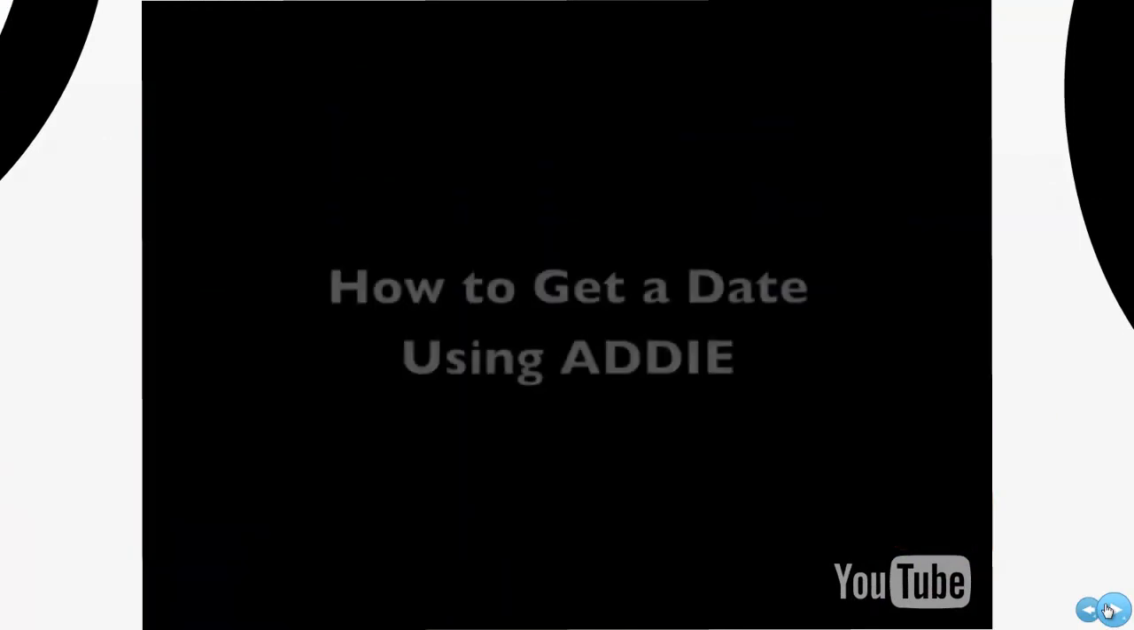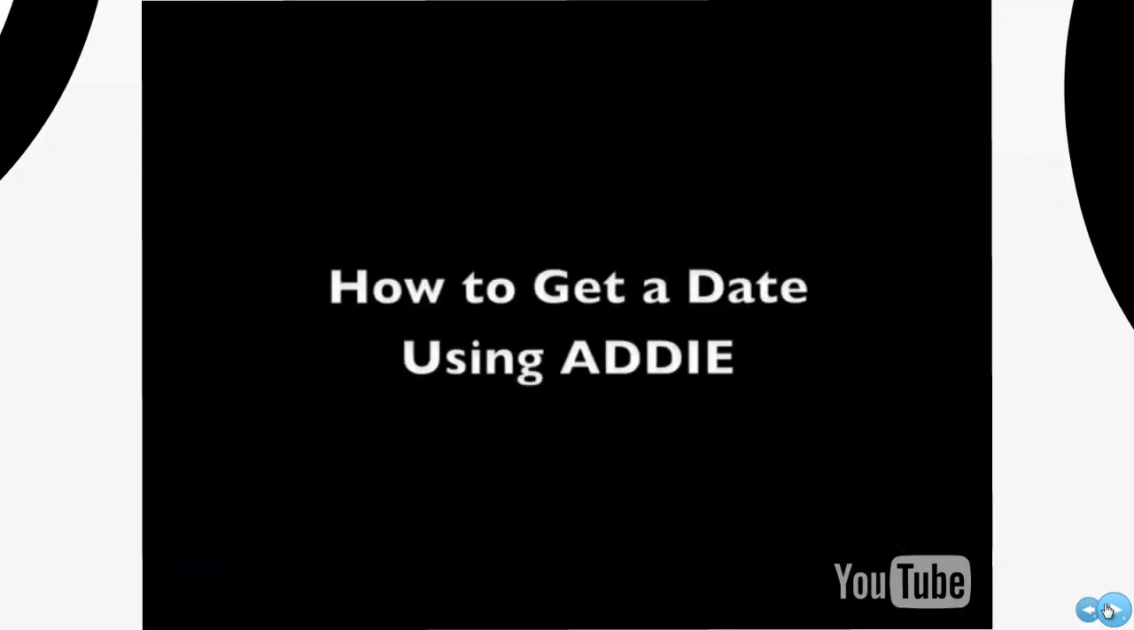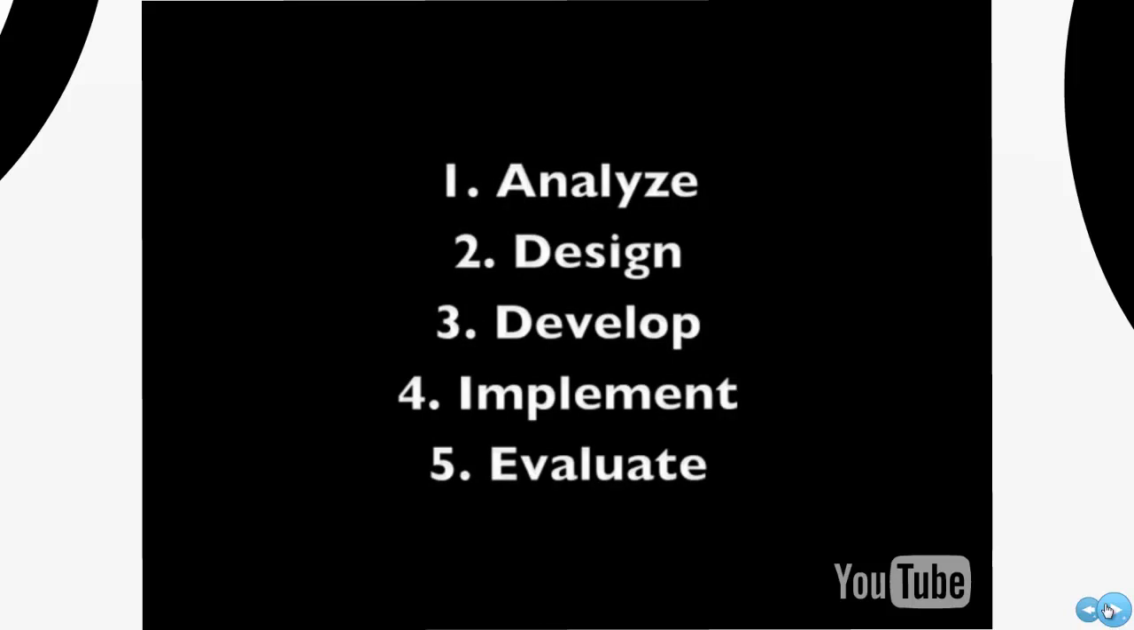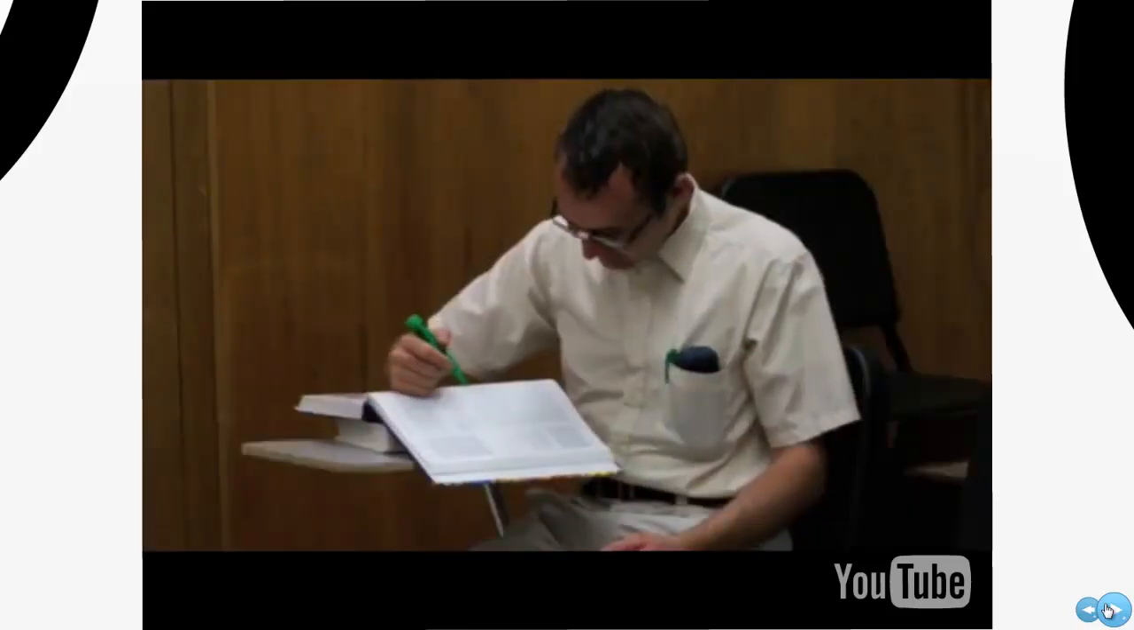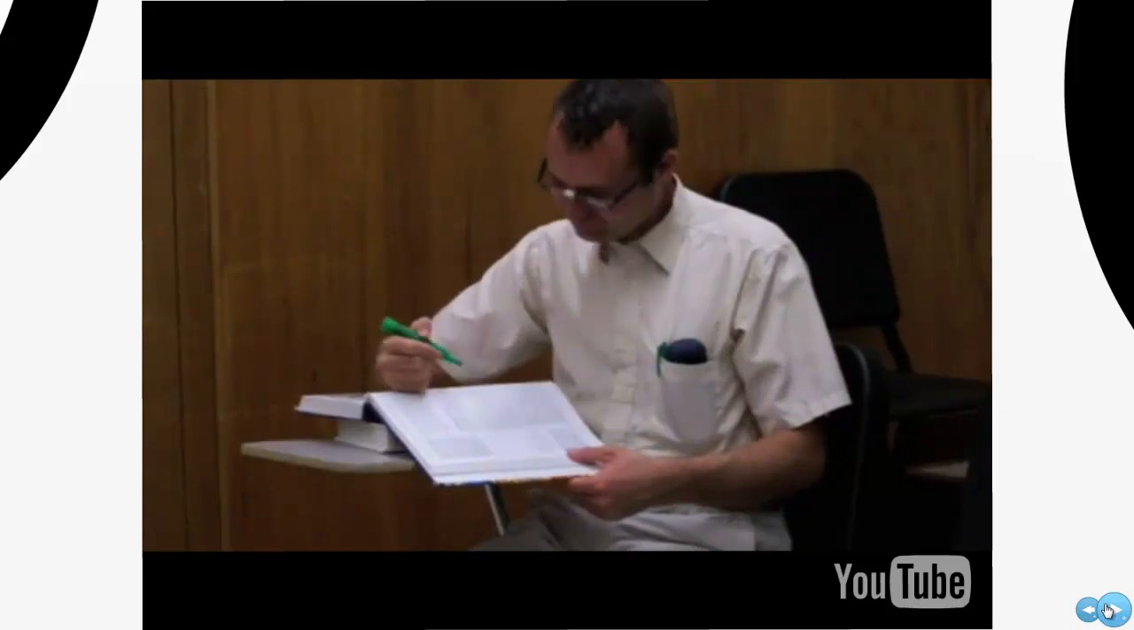How to get a date using ADDIE. ADDIE is the most common and traditional method of designing new processes of teaching and instructing. It is a 5-step process that instructional designers use to analyze, design, develop, implement, and evaluate new ideas to make a learning process more smooth and productive. Today, we're going to teach you the ADDIE model by demonstrating how to get a date.